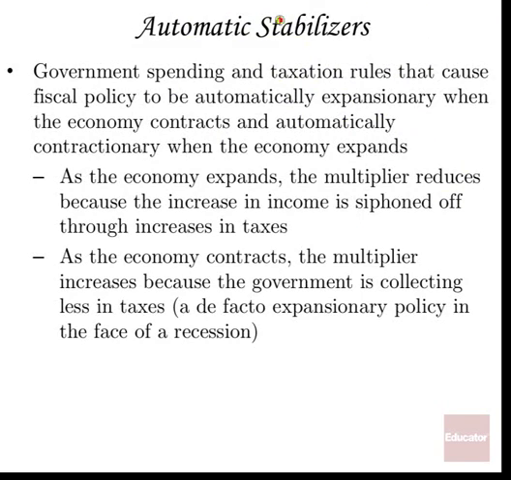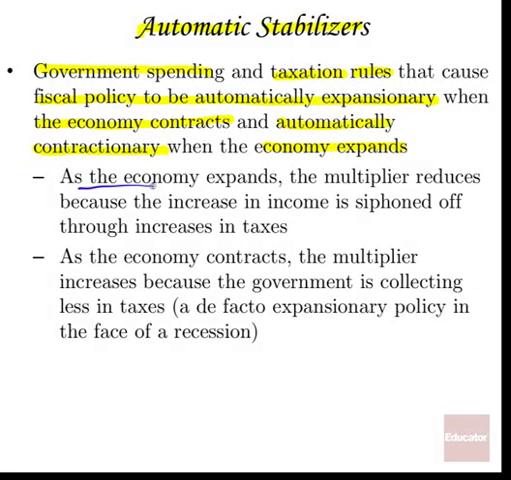Okay. Now, automatic stabilizers. Why is that important when you're dealing with government spending and taxation? Well, they are government spending and taxation rules that cause fiscal policy to be automatically expansionary when the economy contracts and automatically contractionary when the economy expands. So let me explain that. There's nothing that is set into law or put into place. These are just natural rules, natural byproducts of what happens in recessionary or inflationary times.